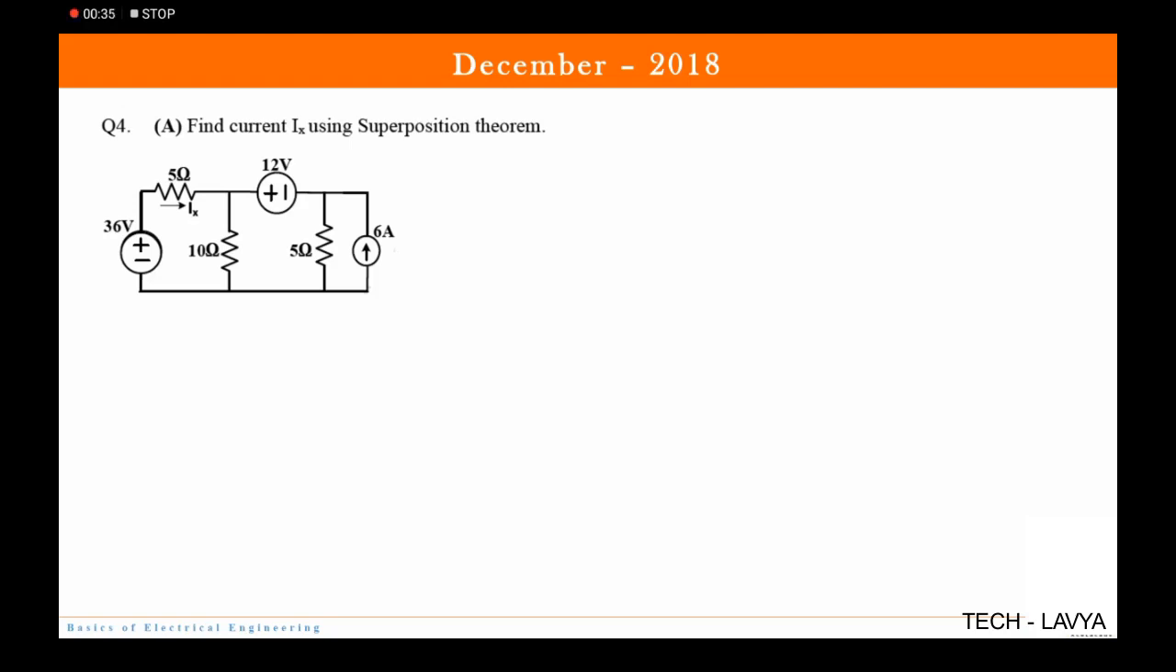In the superposition theorem, we consider one voltage source or one current source. In short, we consider only one source at a time. We calculate the corresponding current, and after that we add these individual currents, but we have to consider the direction also. So we add all currents and we'll get the final current. The very first thing is we will consider one source at a time.